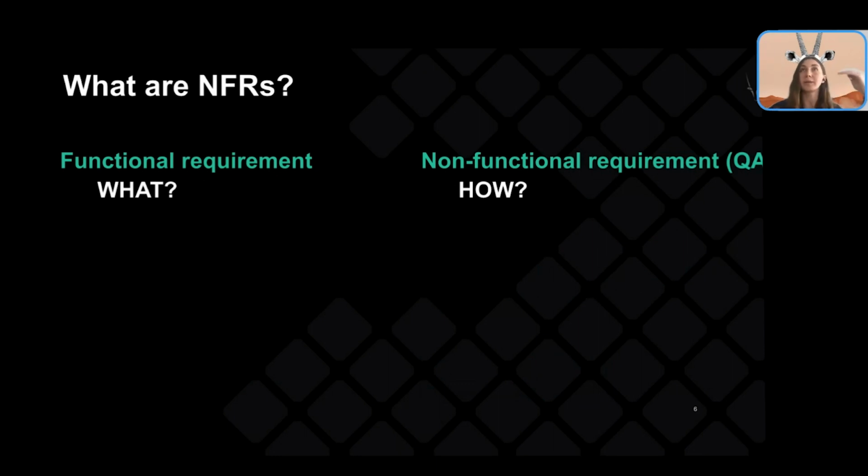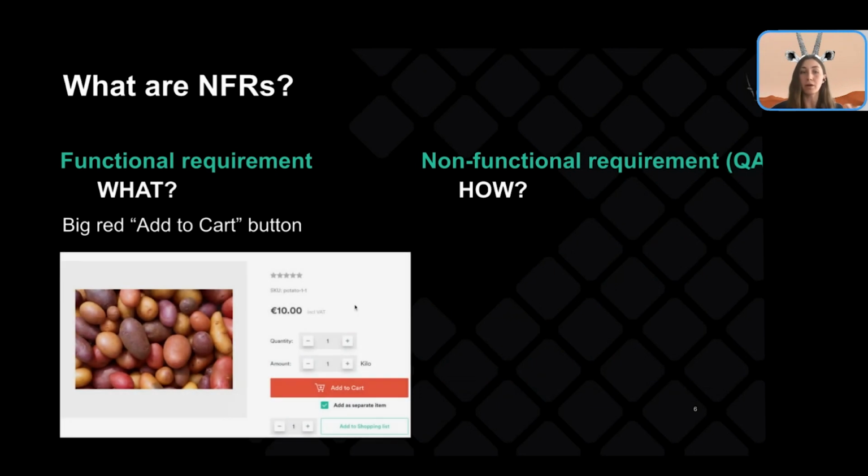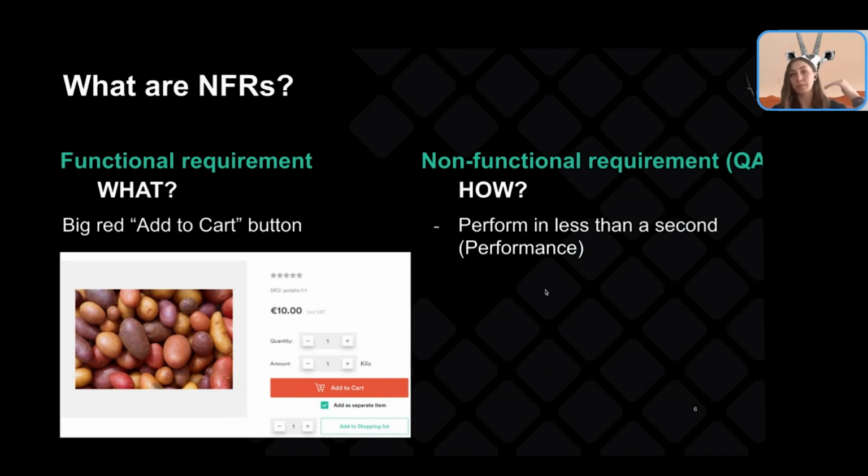So functional requirements are what systems should do. For example, as a customer, I want to have a big red add to cart button on my product detail page, and this will be the functional requirement. That is what that button should do, what that system should do. A non-functional requirement, on the other side, should describe how that specific requirement has to work. For example, for that add to cart button, I want it to perform in less than a second. That will be a non-functional requirement, because it describes how the system should work. And the quality attribute for it will be performance.